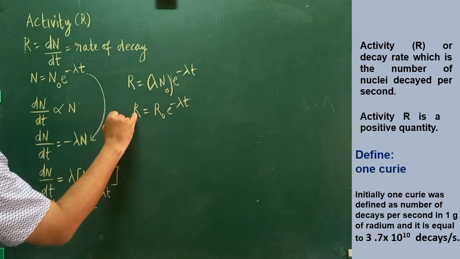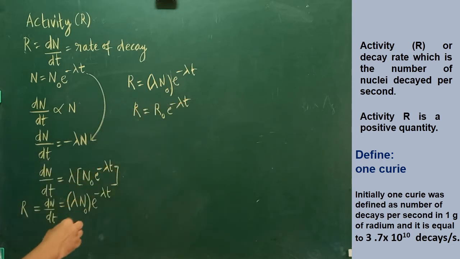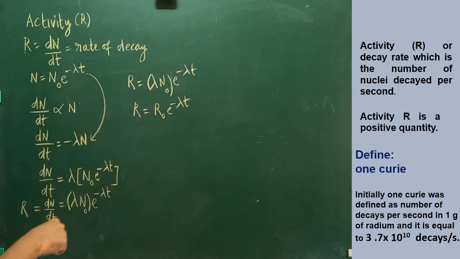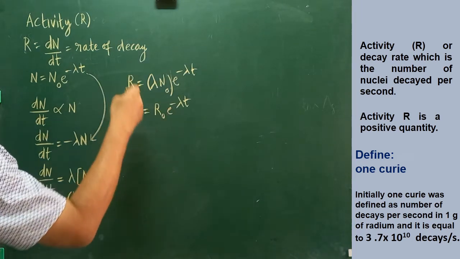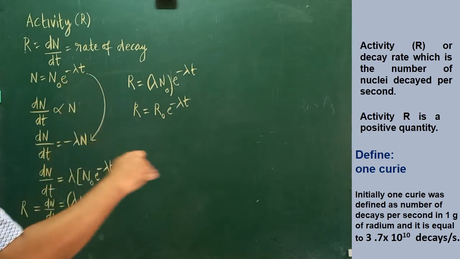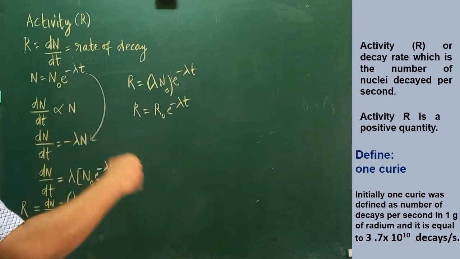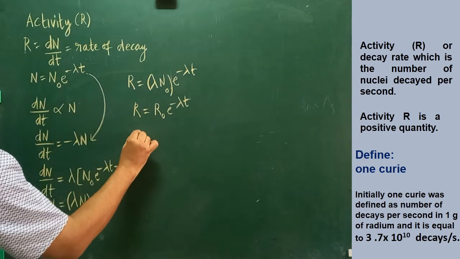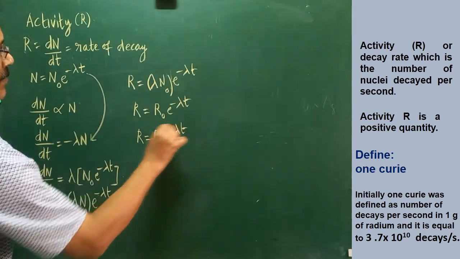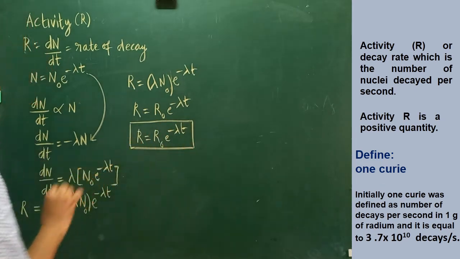What is the meaning of R? R is the activity of the sample at any instant. This also obeys exponential rules. Are you clear? So it decreases exponentially with respect to time. When time increases, the activity also decreases exponentially. So R is equal to R naught e power of minus lambda t, and I will write this within a block. It is a very important expression.